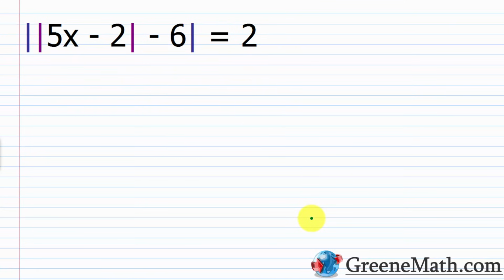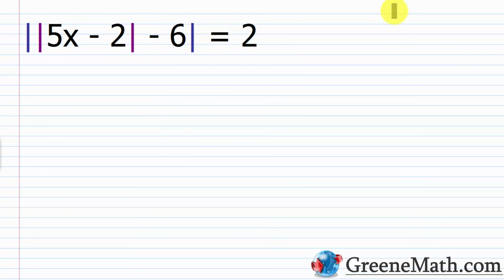All right, let's take a look at another one of these, and then we'll move on and talk about another type of problem that you'll probably encounter. So we have the absolute value of, and then inside of that, you have the absolute value of 5x minus 2, and then minus 6. This whole thing is equal to 2.